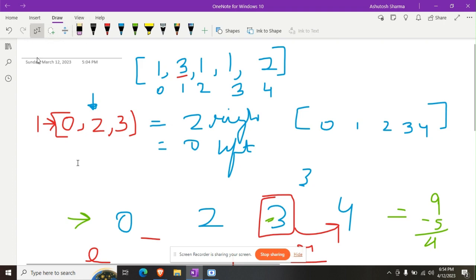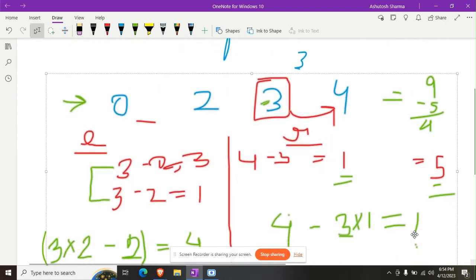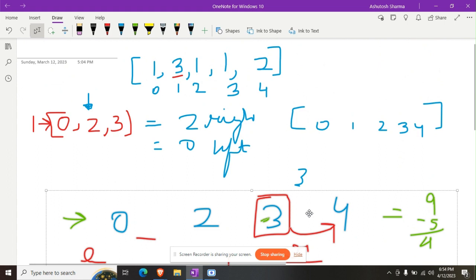Okay. So now coming back to our previous example, that is our actual sum that we were doing. And I'll just delete this part.